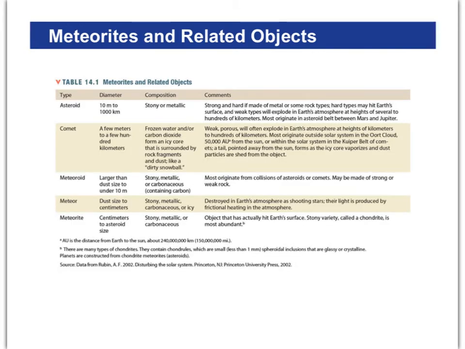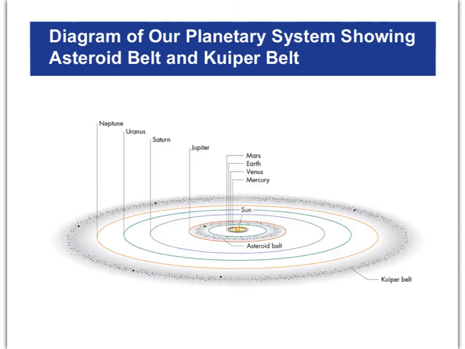Here's a table that describes the difference between all of those. I'll let you go ahead and read that. And here is our solar system and the relative distances. Notice how the inner planets are very close together, and Jupiter, Saturn, Uranus, and Neptune get very far apart. And then we have the Kuiper belt out here, which is where a lot of these comets come from.